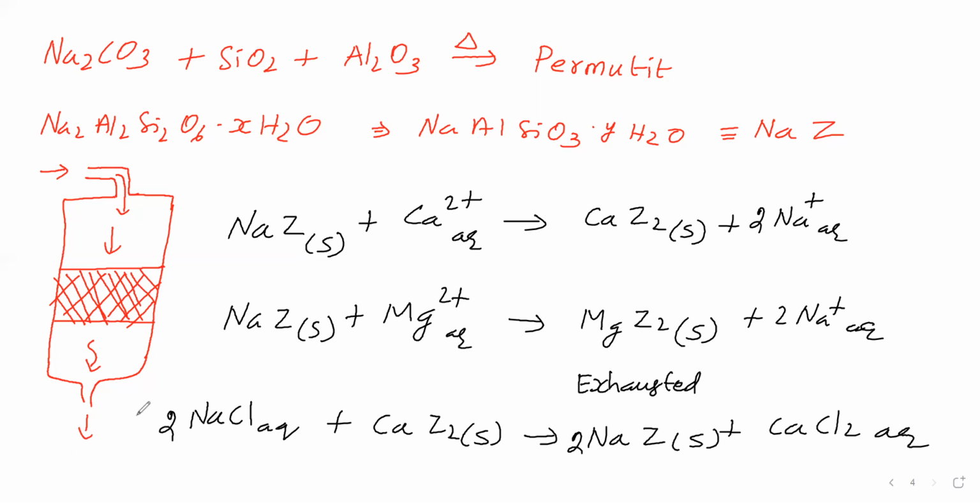This method is called the permutit method, where this soft water will be used. Where will this soft water be used? In industries where soft water is required. In the thermal power station and the atomic power station, they convert water into steam. There they use this soft water.